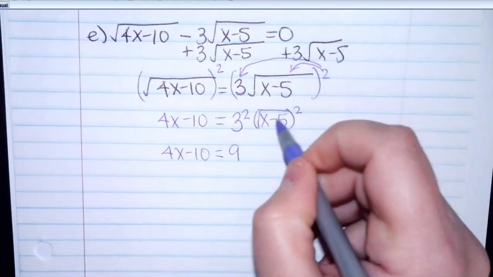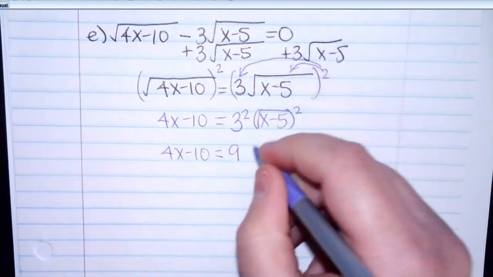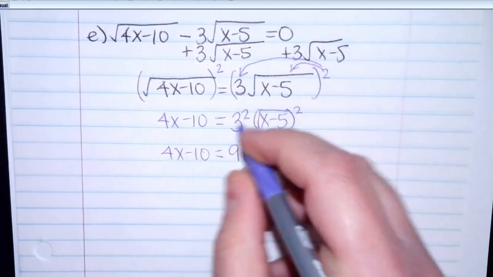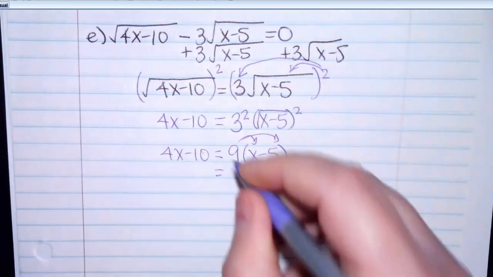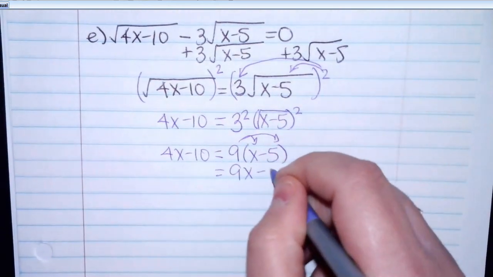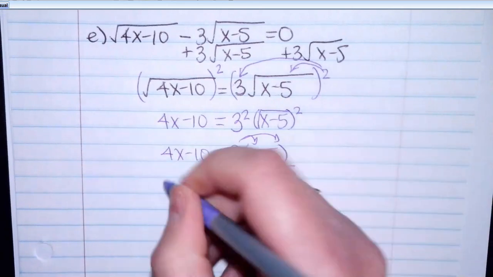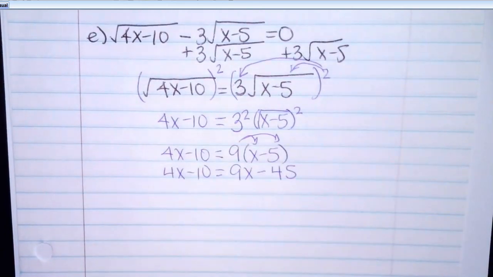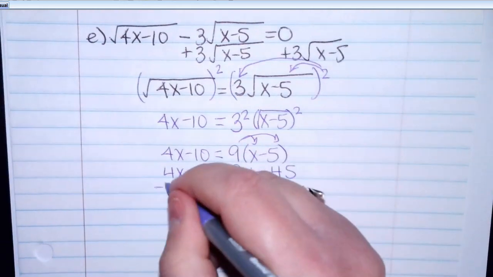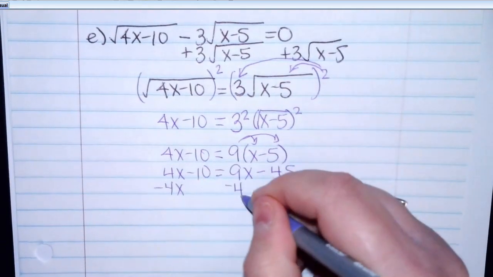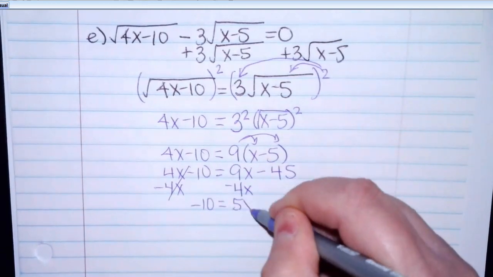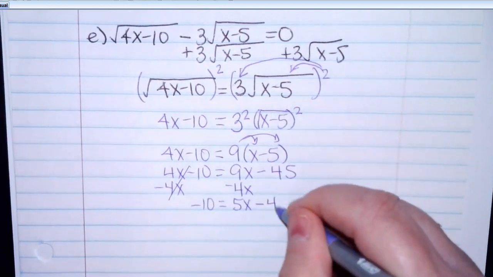Now, the square root and squared here do cancel each other out, but I would keep that in parentheses because you're just going to need to distribute that 3 squared, which is where I got the 9. And so I'm going to get 9x minus 45, 4x minus 10. There's different ways you could solve this. If it's me, I like to try to keep my variable positive. So I would subtract 4x from both sides there. So I get negative 10 equals 5x minus 45.